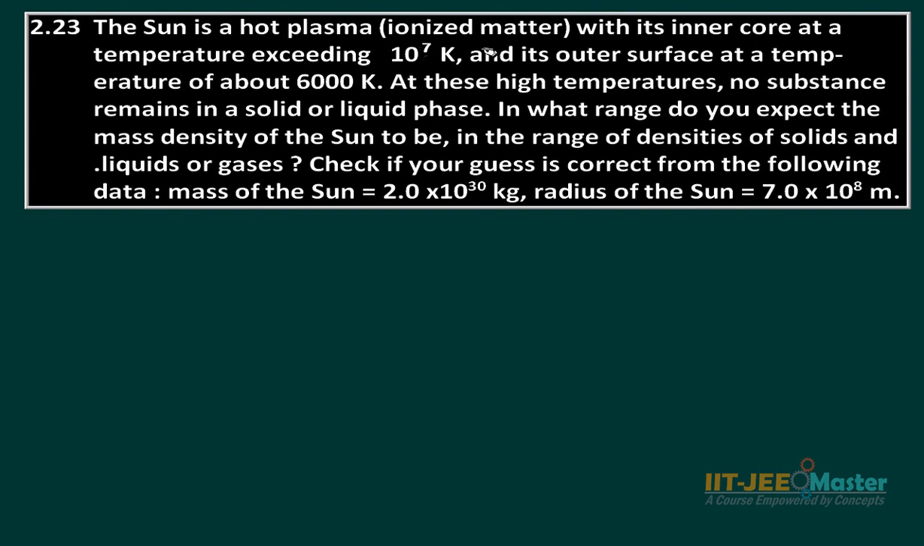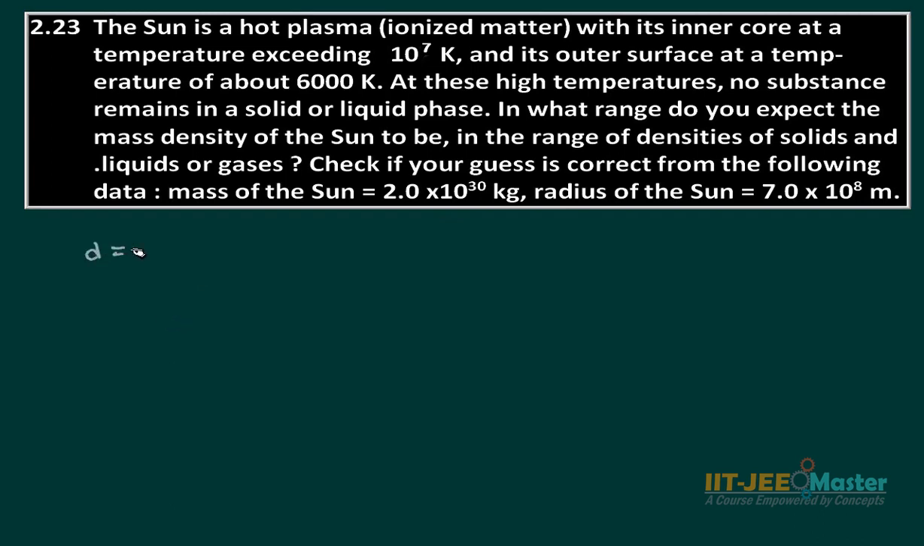The Sun is a hot plasma with its inner core at a temperature exceeding 10^7 Kelvin and its outer surface at a temperature of about 6000 Kelvin. At these high temperatures, no substance remains in a solid or liquid phase. In what range do you expect the density of the Sun to be? In the range of densities of solids and liquids, or gases? Check if your guess is correct from the following. I guess it will not be in the range of gases because of very high gravitation. It will be in the range of liquid or solid.